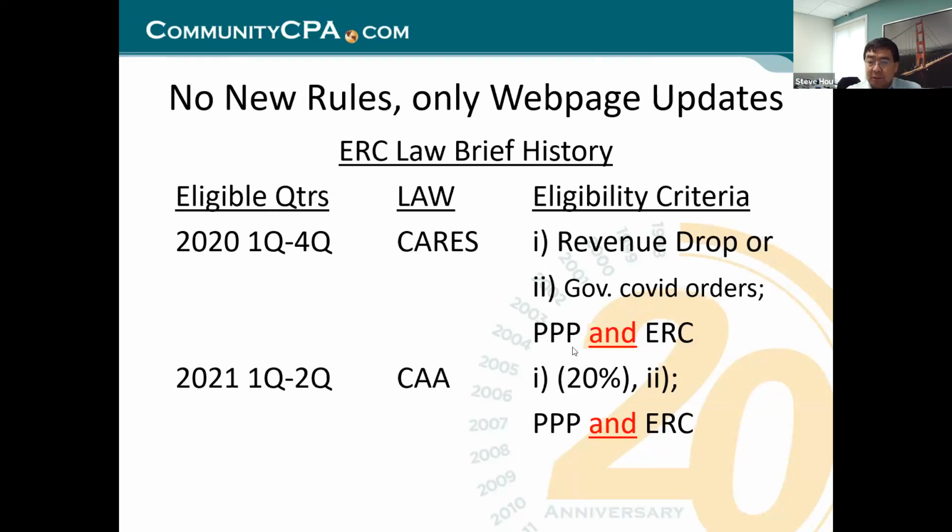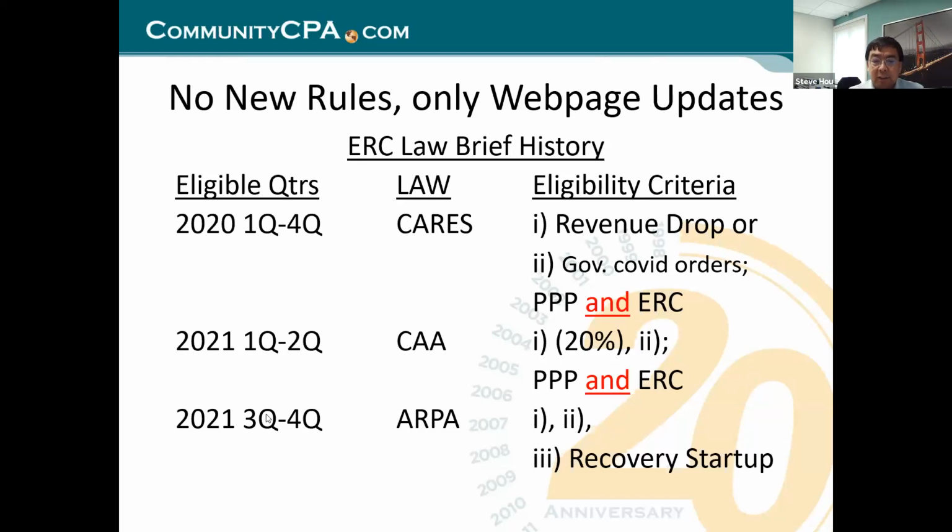Also, as mentioned, this CAA did clarify that you can claim both PPP and the ERC. That's when ERC became an important subject among employers. With the pandemic still going on, more government subsidy or government help would be welcome. Right?